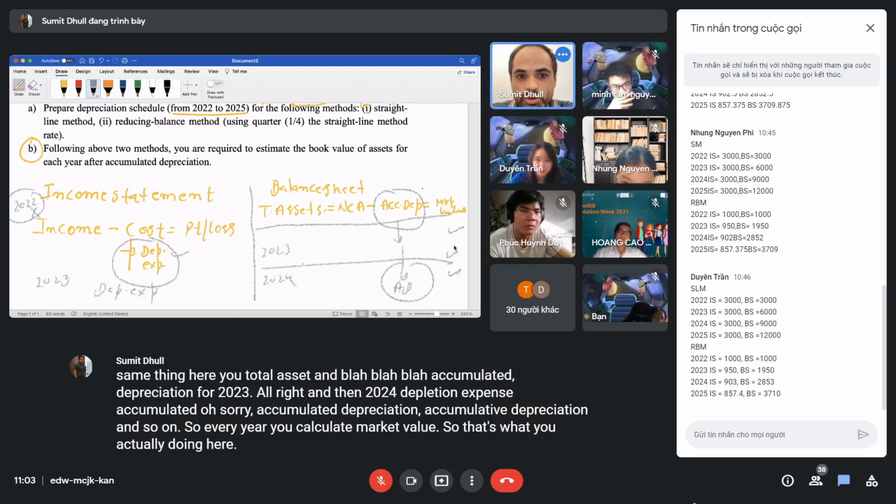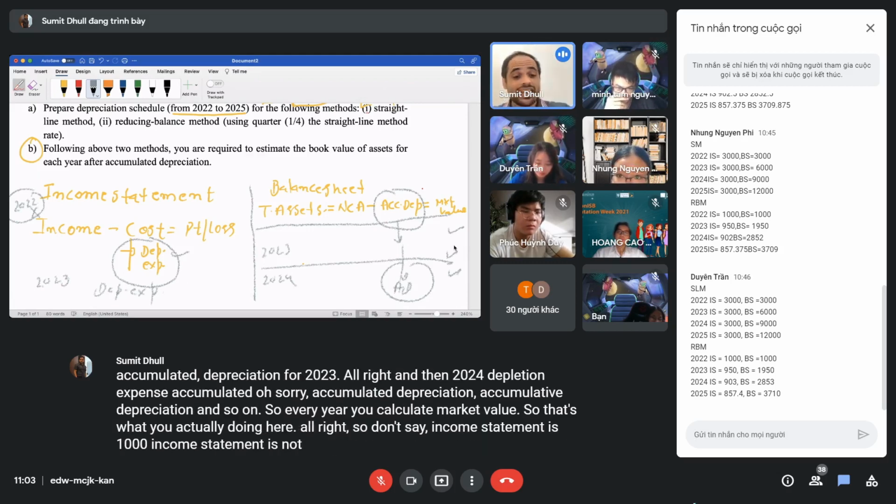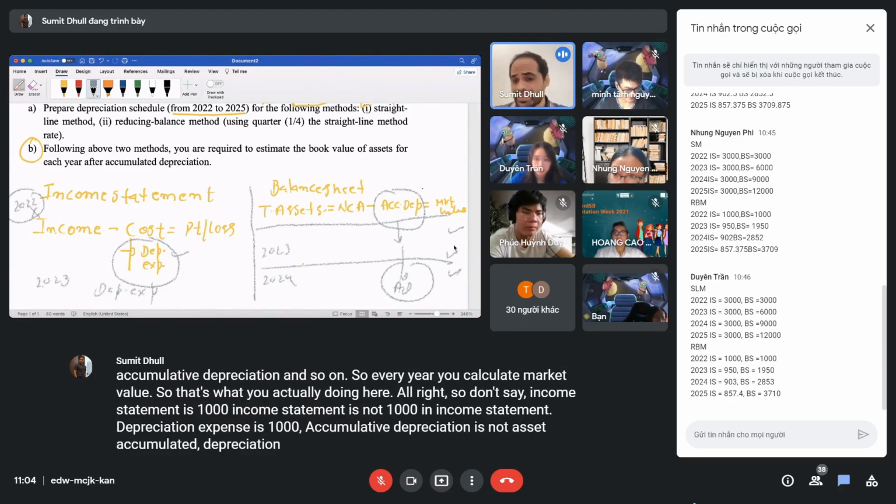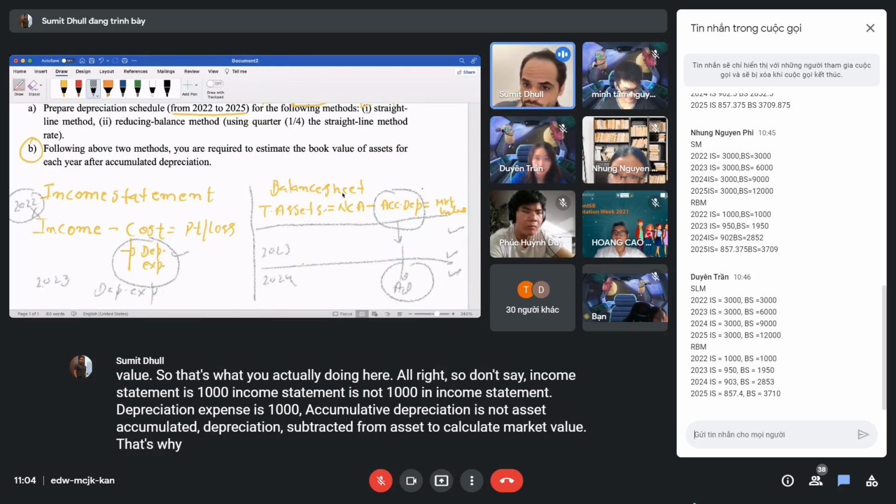All right. So don't say income statement is 1,000. Income statement is not 1,000. In income statement, depreciation expense is 1,000. Accumulated depreciation is not asset. Accumulated depreciation is subtracted from asset to calculate market value. That's why we know this, we calculate this, so we have this.